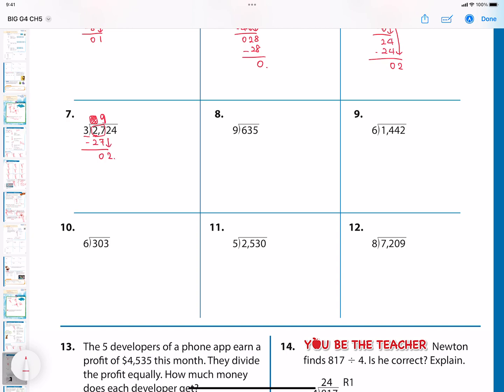All right, this 2 is less than 3, right? That means what? You have to put 0 because you can't do anything and move on to next digit. 24. Bring this down, right? And 3 times 8 is what? 24. Take away, nothing left. So there is no remainder.